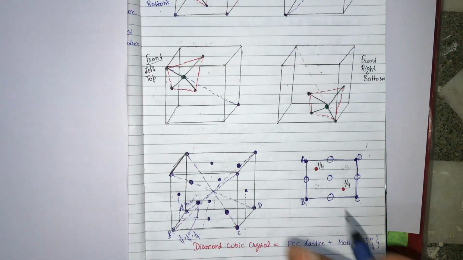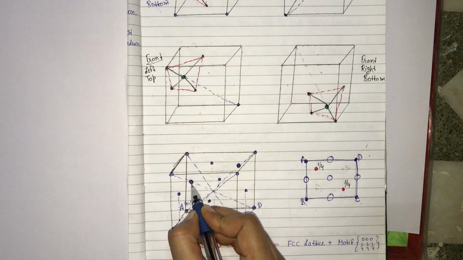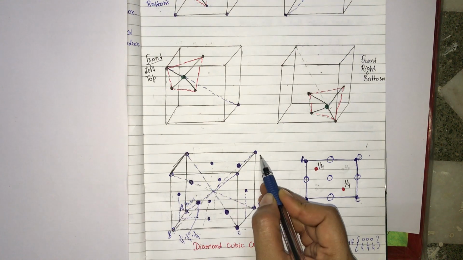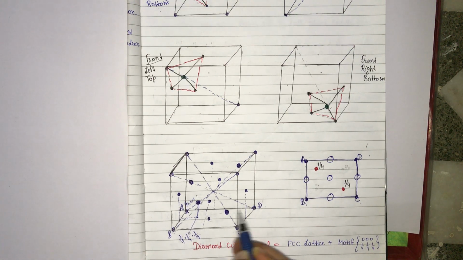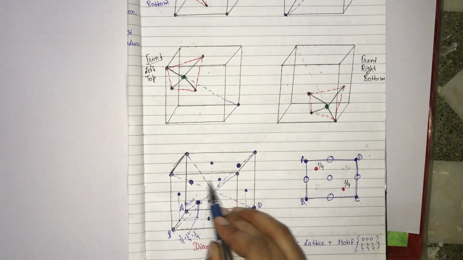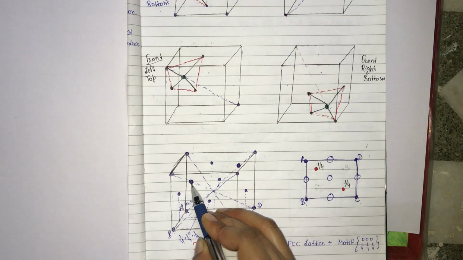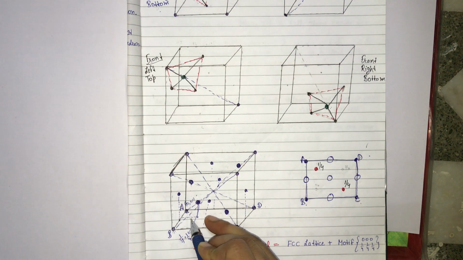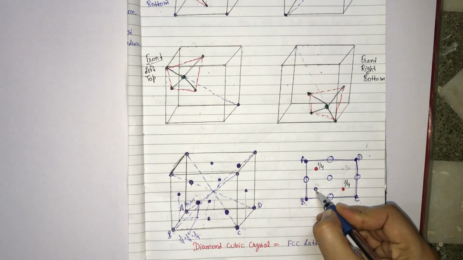Again, if you mark the location of the carbon atom along this body diagonal, if we see with respect to the height of this unit cell, means with respect to this bottom face, then from this height of the unit cell, this carbon atom is at 3/4 with respect to this face. If I project this carbon atom on this face, then the location of this carbon atom will be at this position.